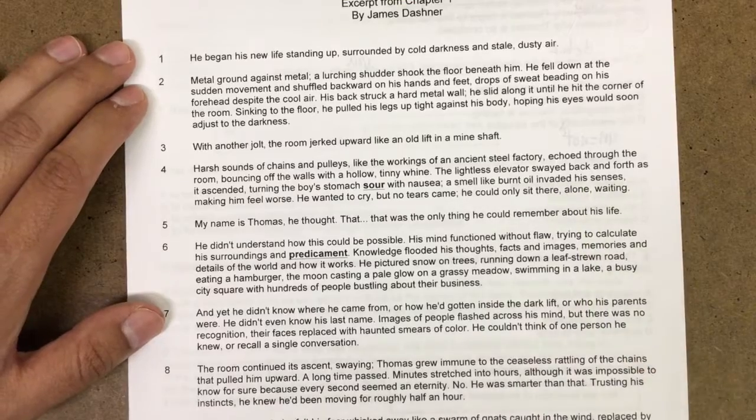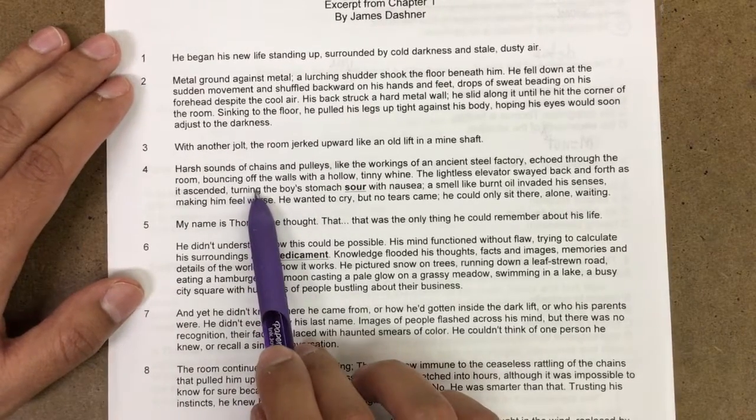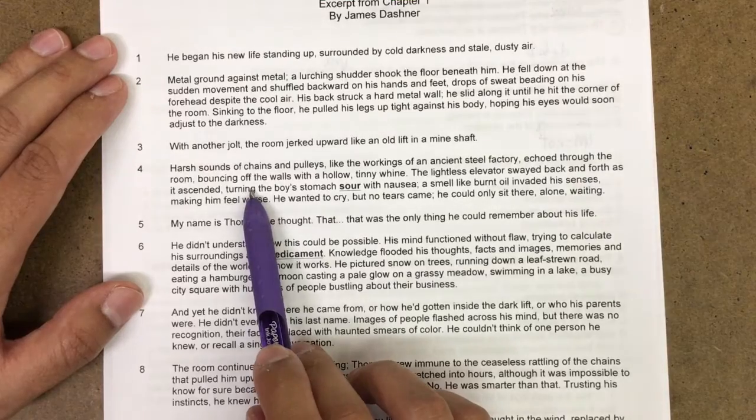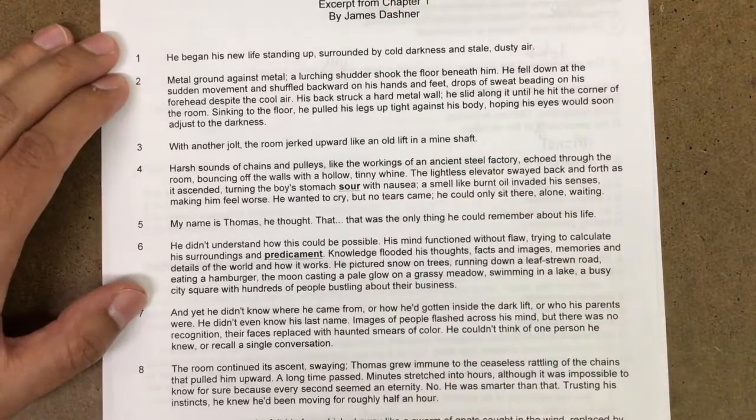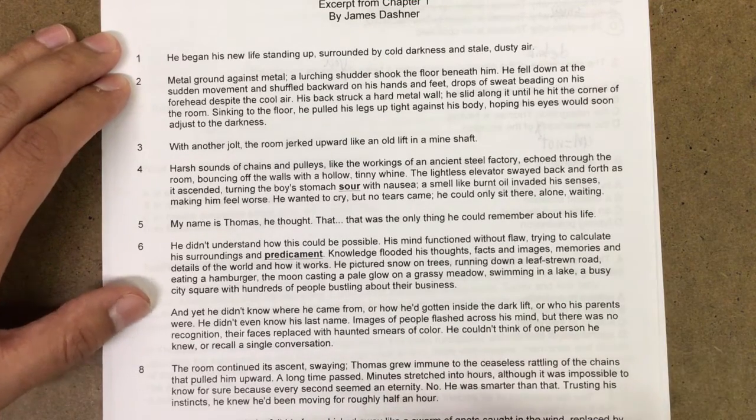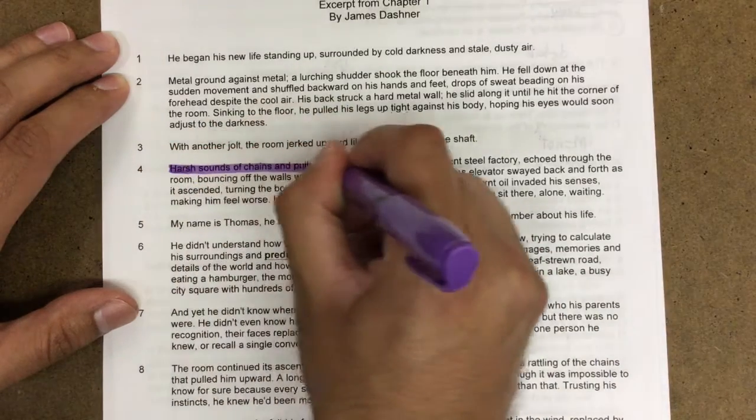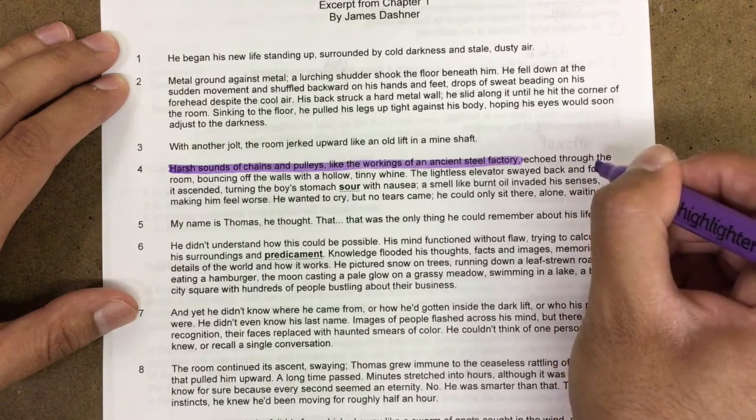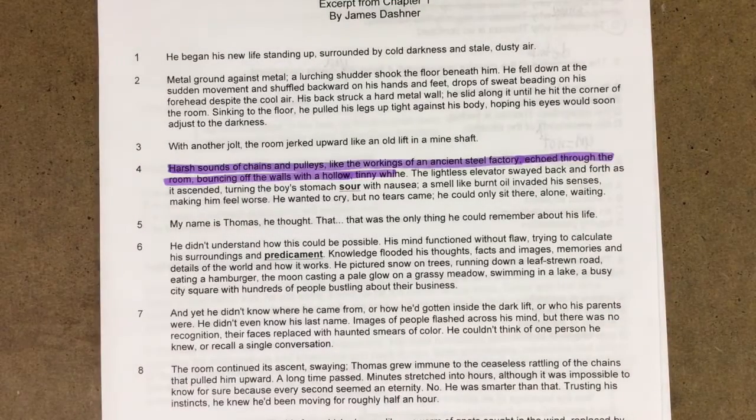Now, based on these details, your question was asking you, the details of the elevator in paragraph 4 helps you understand what? Is it A, the fear Thomas is experiencing? B, how the elevator looks? C, the recognition Thomas is feeling? Or D, not certain of the situation? So I would get my highlighter and I'm going to find my proof. I'm going to highlight this: harsh sounds of chains and pulleys, like the workings of an ancient steel factory, echoed through the room, bouncing off the walls with a hollow, tiny whine.